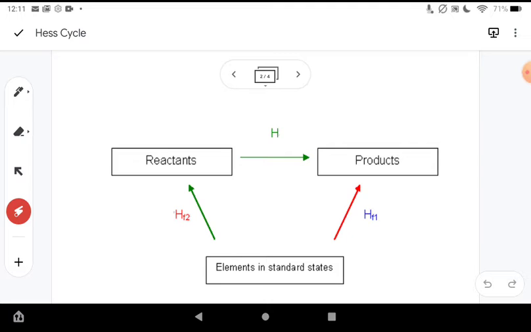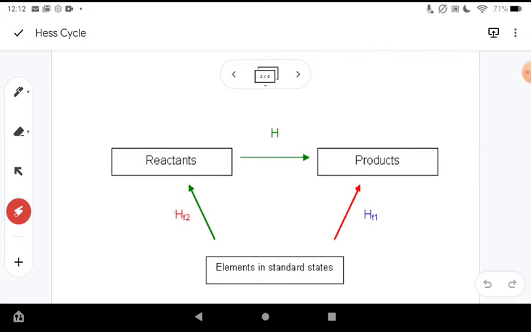Now you do it as 1 mole of the product. So to make 1 mole of iron oxide requires 2 moles of iron and 1.5 moles of oxygen. But the moles of the reactants don't matter, it's the moles of the product. Okay, and formation arrows always go up.